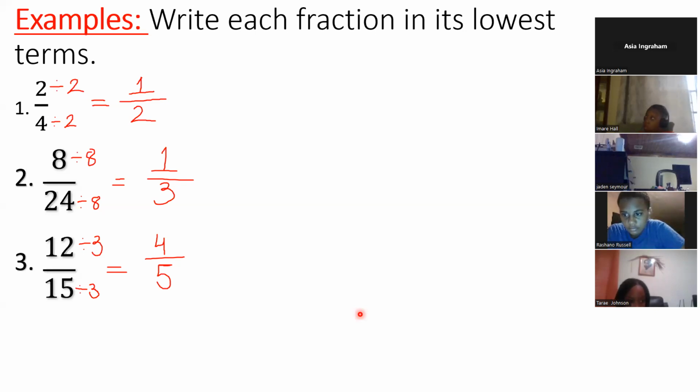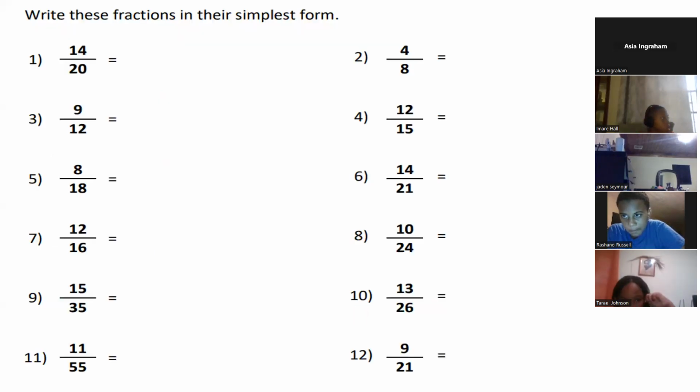So, let's begin. Write this down. Number 1 is 14/20. Number 2 is 4/8. Number 3 is 9/12. Number 4 is 12/15. Number 5 is 8/18. Number 6 is 14/21. Number 7 is 12/16. Number 8 is 10/24. Number 9 is 15/35. Number 10 is 13/26. Number 11 is 11/55. Number 12 is 9/21. All right, please do that.